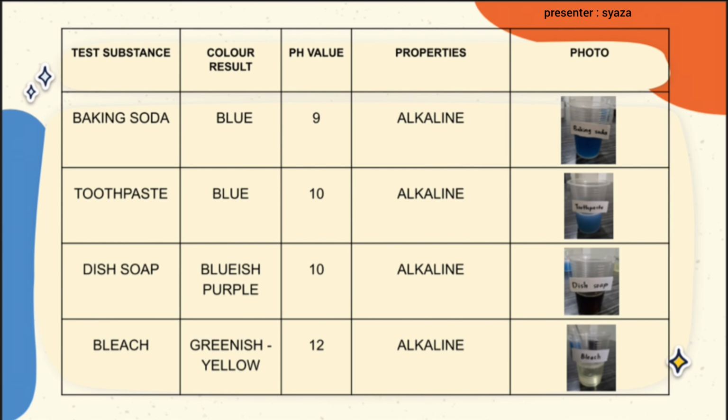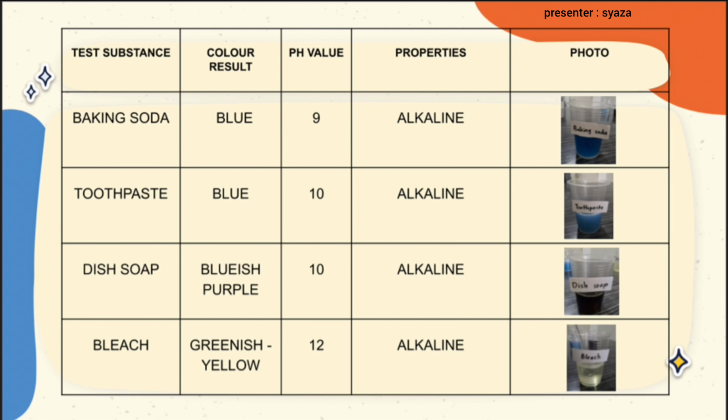Moreover, a basic solution which is alkaline accepts hydrogen ions. When red cabbage juice is added into a basic solution, the color change may vary between bluish purple to greenish yellow. The pH value of base varies from 8 to 14.